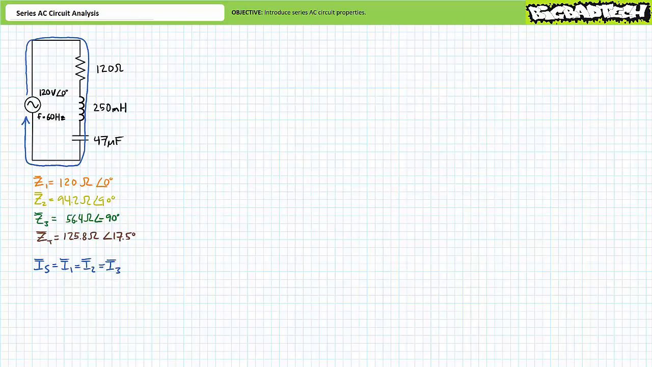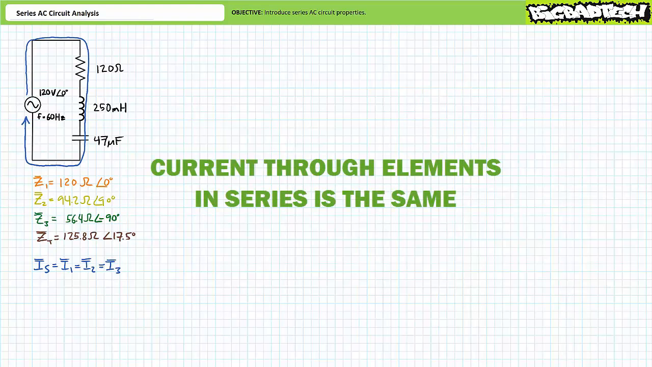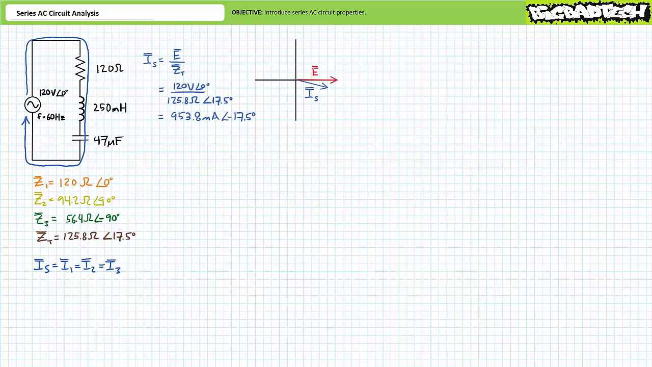If we solve for source current or current through any single element within this series circuit, we by extension solve for current through all remaining elements. I say again, current through elements in series AC circuits is the same. This is the most fundamental series AC circuit property. Ohm's law states that source current will be equal to supply voltage over total impedance. Substituting in our given values yields source current to be approximately 953.8 milliamperes at an angle of negative 17.5 degrees. The phasor diagram illustrates that source current will lag supply voltage by 17.5 degrees. This small amount of lag is to be anticipated given the somewhat inductive nature of our total impedance.